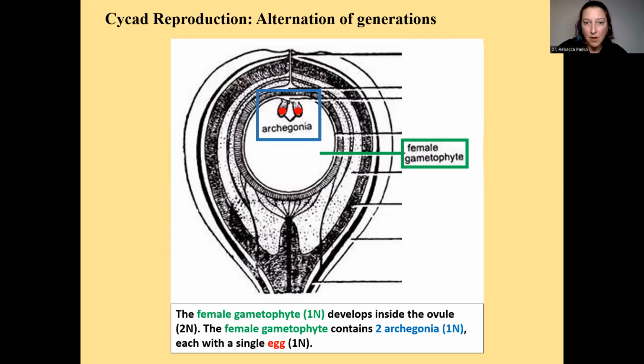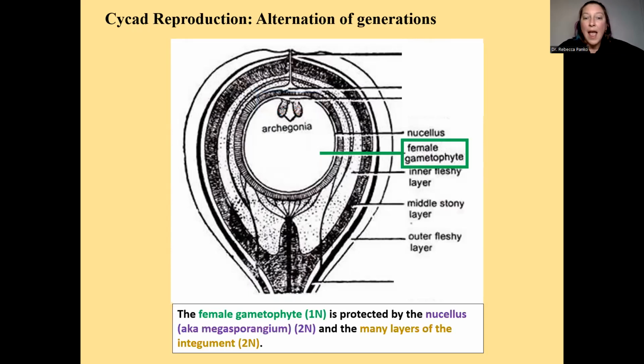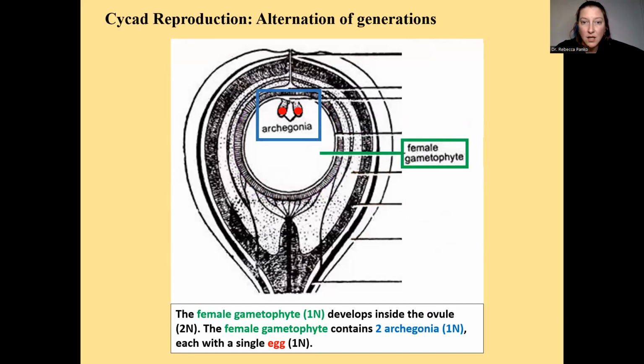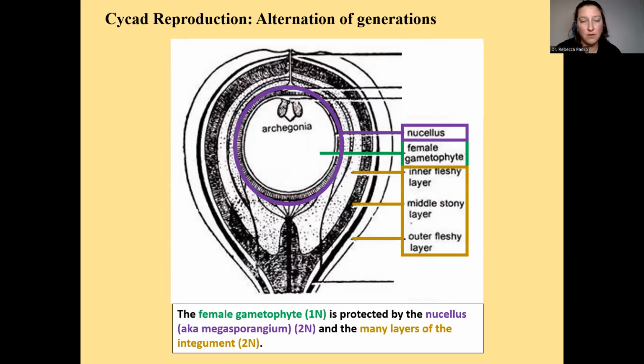Just to make it clearer what we're looking at here, there's that same thing, the female gametophyte plant shown in green. And she's really, really well protected. How is she well protected? First of all, she's got the Microsporangium, aka nucellus, surrounding her. And on top of that, she has many layers of the integument surrounding her too. So look how awesome these eggs are protected, compared to plants we've looked at in the past. Much better protection for that egg, ultimately much better protection for the embryo once the egg is fertilized.